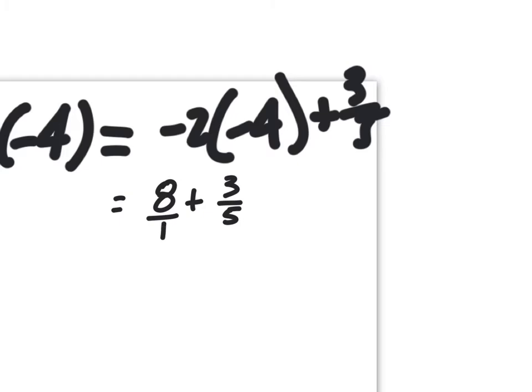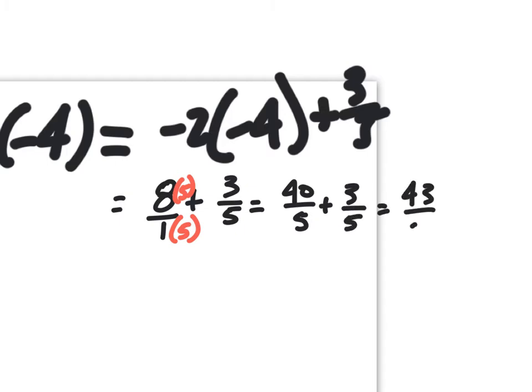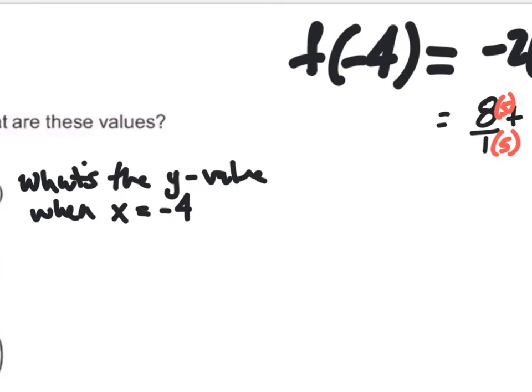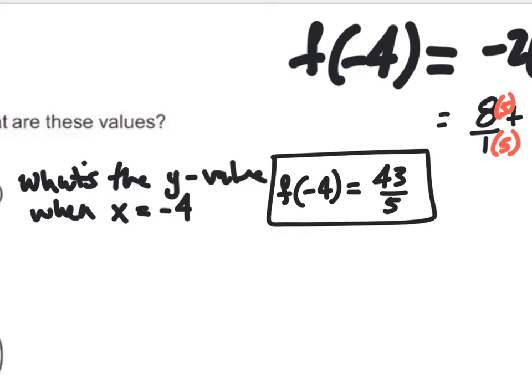And this is 8 over 1. We need to add fractions, so we need a common denominator of 5. Multiply that up top and bottom, and that gives me 40/5 plus 3/5, which is 43/5. And that's my answer. That's the y value that we have. So f(-4) is equal to 43/5. That's all I'm trying to find.